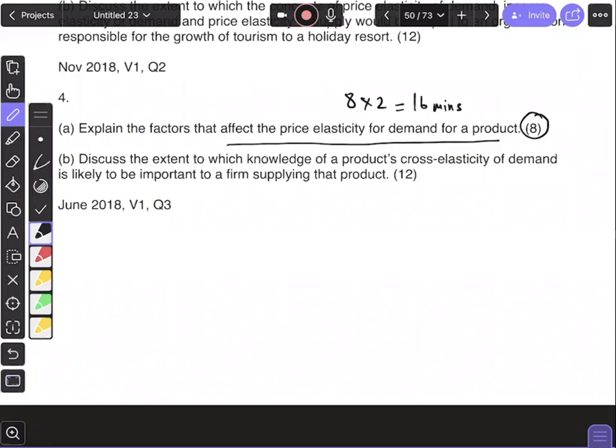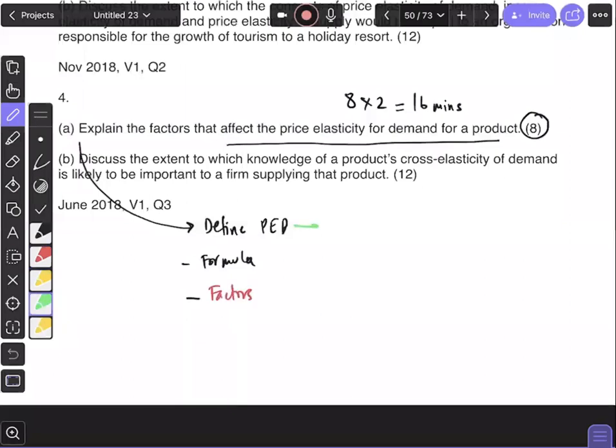Okay. So what are the factors that affect price elasticity of demand for a product? The first thing I'm going to do is define PED. Then I'll talk about the formula for PED. The formula is a must here as well, and I'll talk about this in a minute. And the next thing we talk about is the other factors. So let's first talk about the definition.